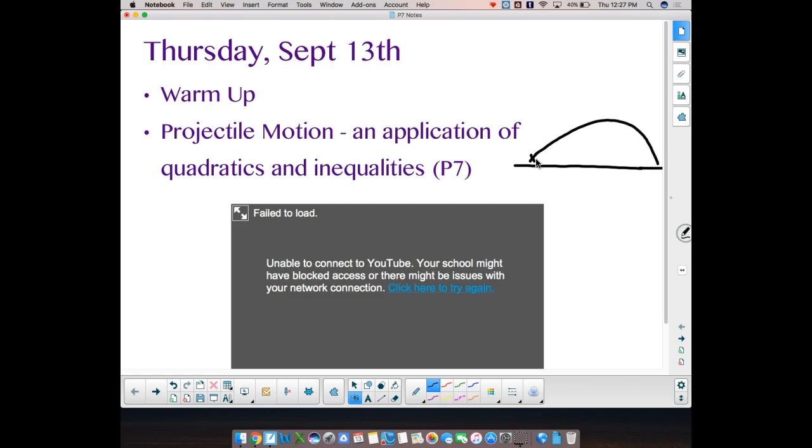So you have a horizontal component and a vertical component. The horizontal component involves a lot of trig, and we haven't gotten that far yet. So today we're just going to deal with the vertical motion of that, and we'll get to that momentarily. But first, I want to start with a warm-up problem.